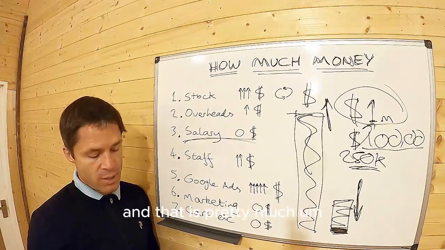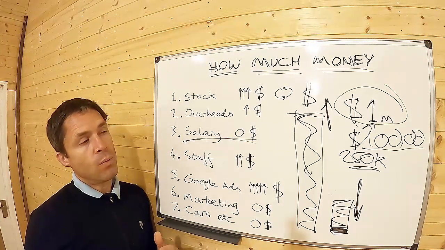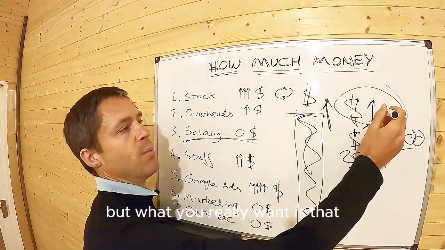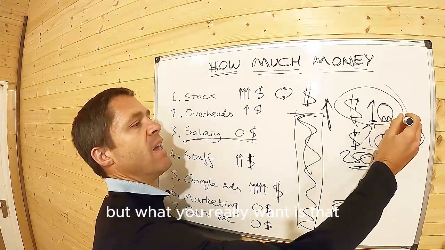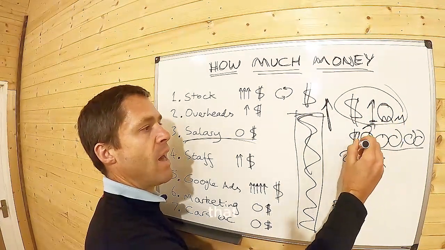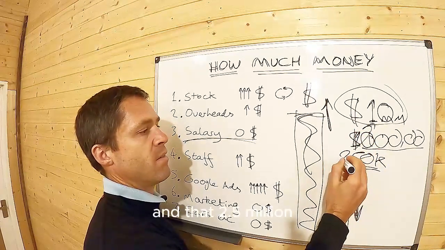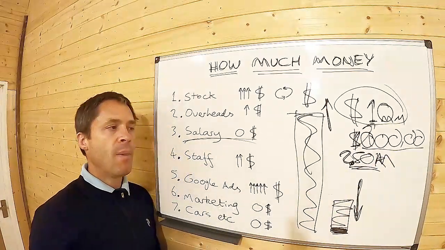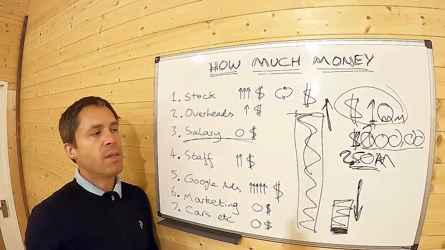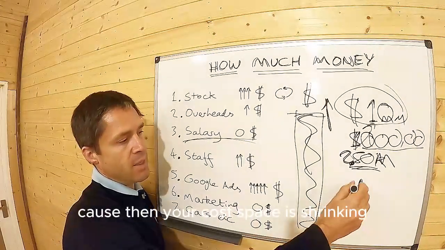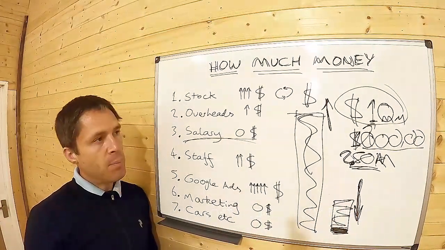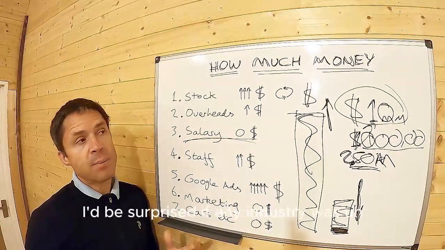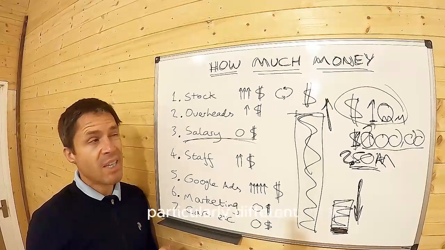And that is pretty much what we saw in the baby industry in the UK. But what you really want is that, and that, 2.5 million. That's what you really want. Because then your cost base is shrinking. Those are the metrics. That's how I look at it. I'd be surprised if any industry was particularly different.